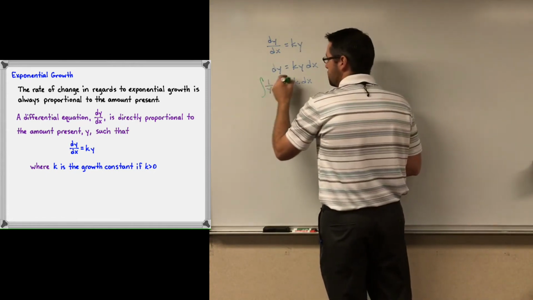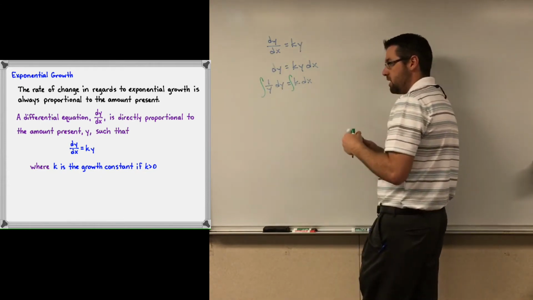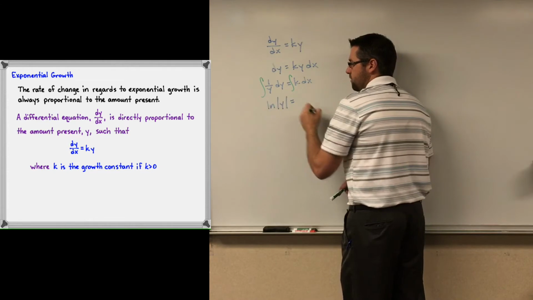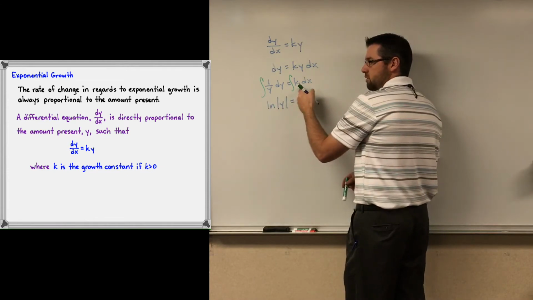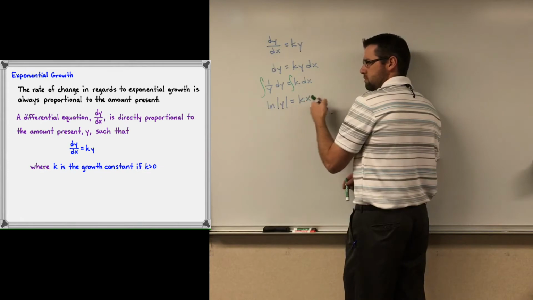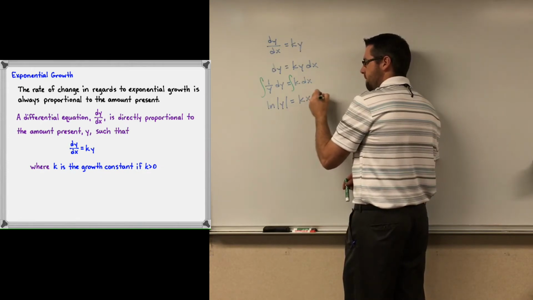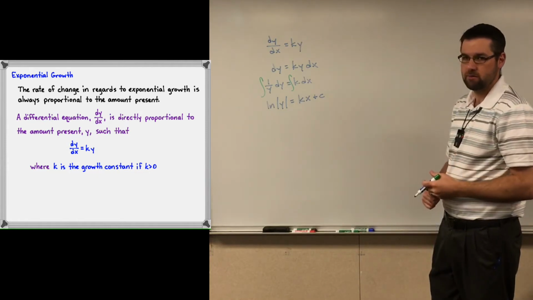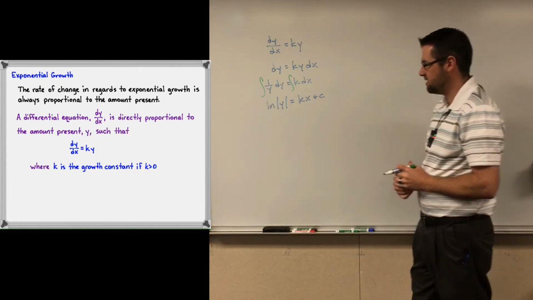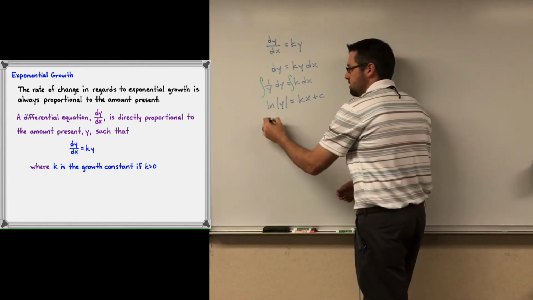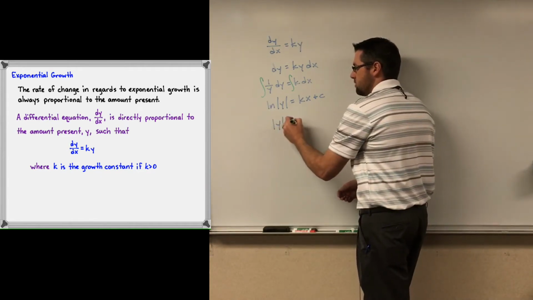Integrate it. So what's the integral of 1 over y dy? Natural log of the absolute value of y equals, what's the integral of k? kx. See? Okay. Now again, what's the goal here? To get y by itself, so how am I going to write it? So it's going to be absolute value of y equals e to the kx plus c.